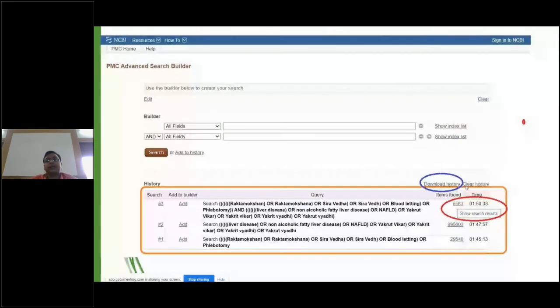Here we get the articles in the third search having both the terms related to liver and Raktamokshana: 8563.